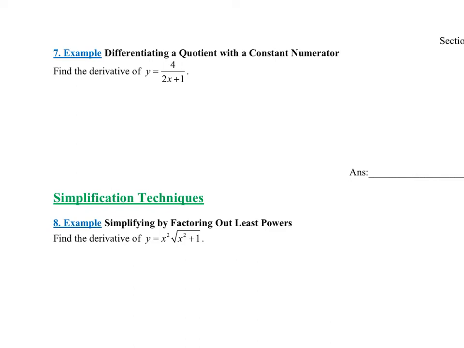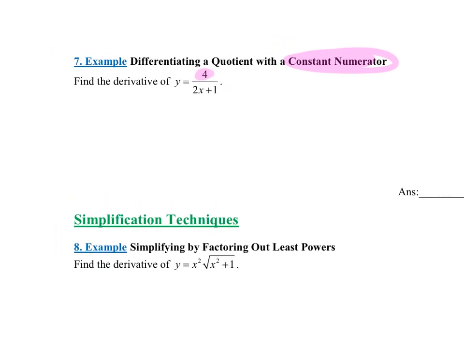Example 7 says differentiating a quotient with a constant numerator. So this only works when you have a constant numerator, constant being a number. So what's the idea? A lot of students would see this as a quotient rule.